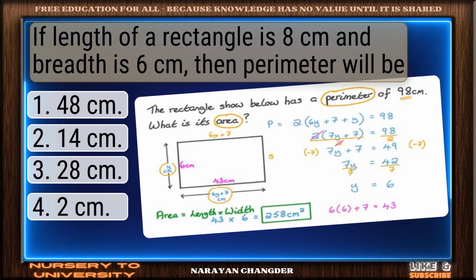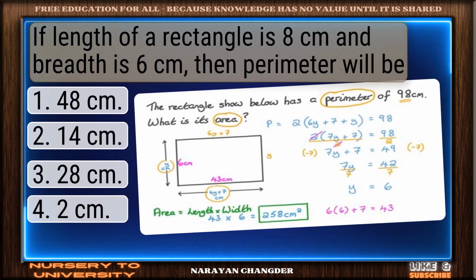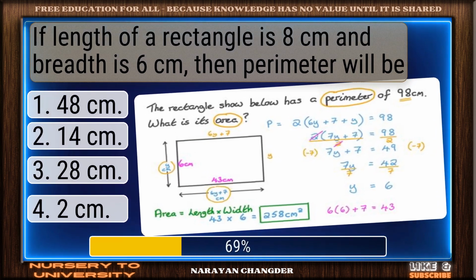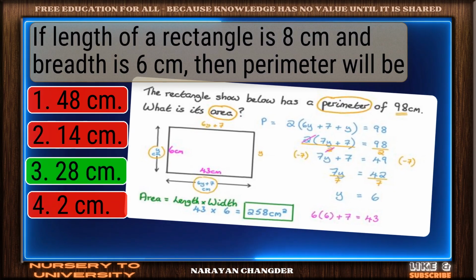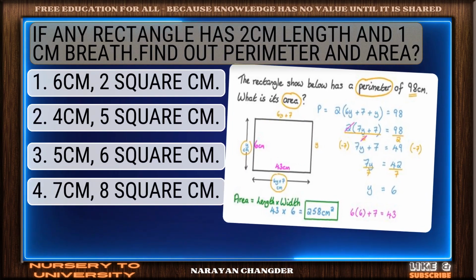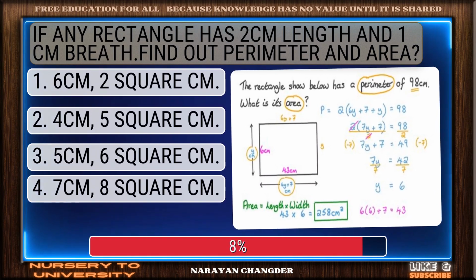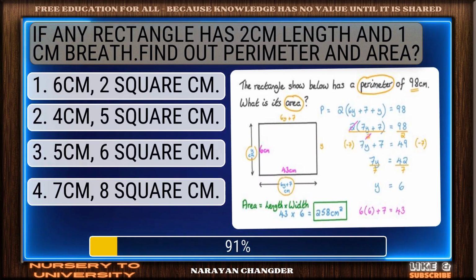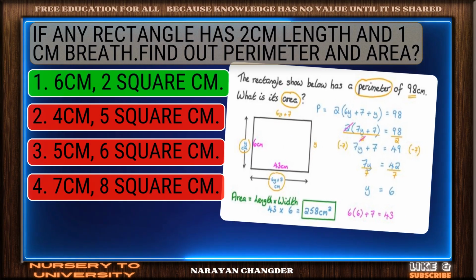If length of a rectangle is 8 cm and breadth is 6 cm, then perimeter will be. Nicely done. 28 cm is a solid answer. If any rectangle has 2 cm length and 1 cm breadth, find out perimeter and area. Right again. 6 cm, 2 square cm is a valid answer.